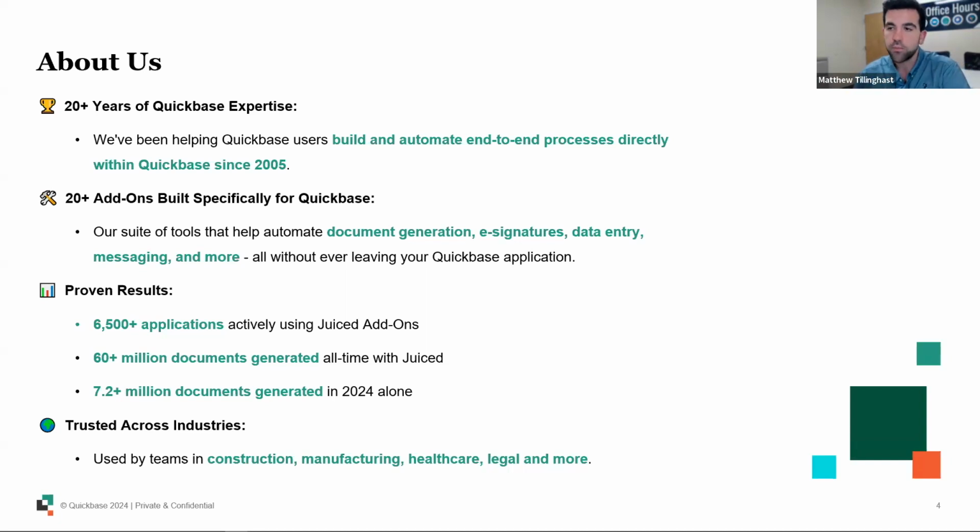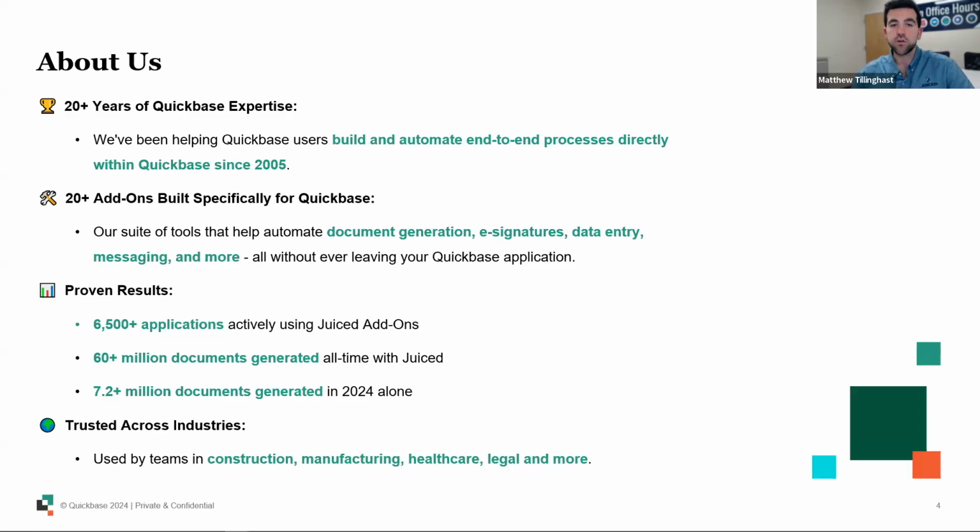We love to help make robust workflows within Quickbase by using these tools and, of course, leveraging the power of Quickbase itself. And we have proven results. We've done this in over 6,500 applications, with 60 million documents generated all time with Juice Technologies, and 7.2 million last year alone. That's a whole lot of documents.